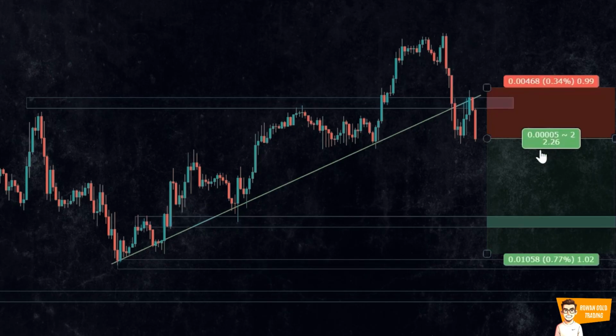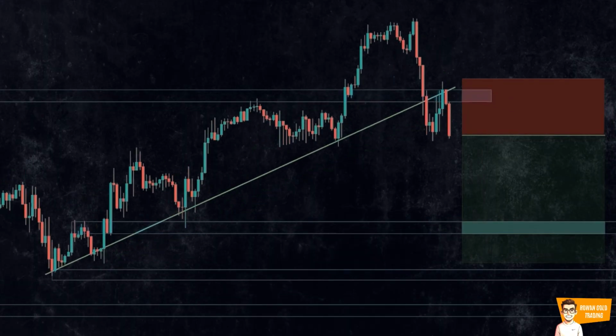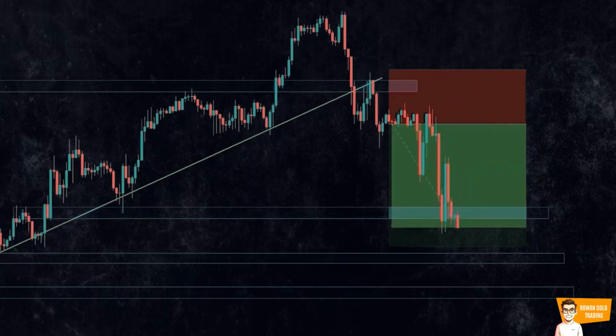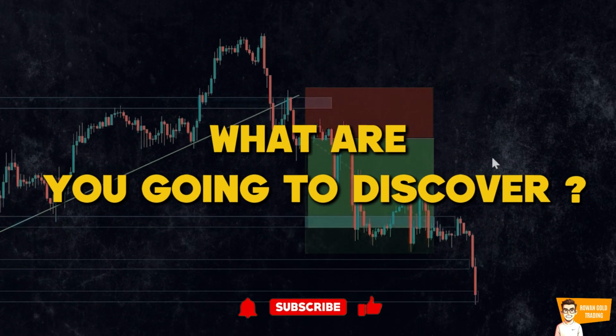Look, by learning this one simple tool, you've gone from seeing pure noise to seeing structure, direction, and genuine opportunity. The charts are no longer just a bunch of random squiggles, they're a map. And so the only real question left is, now that you can see the lines, what are you going to discover?